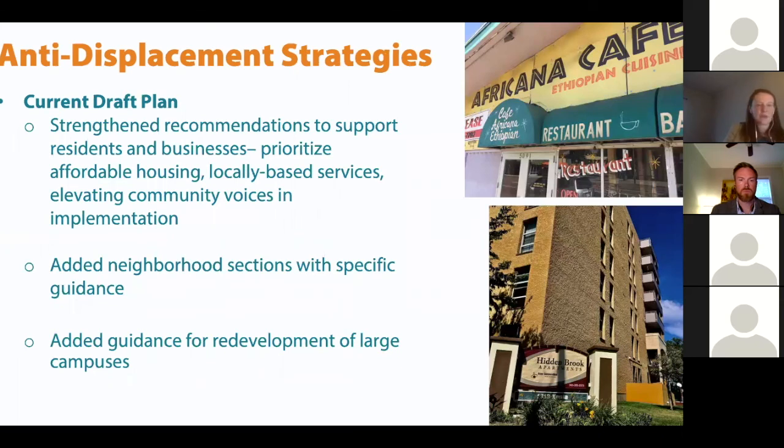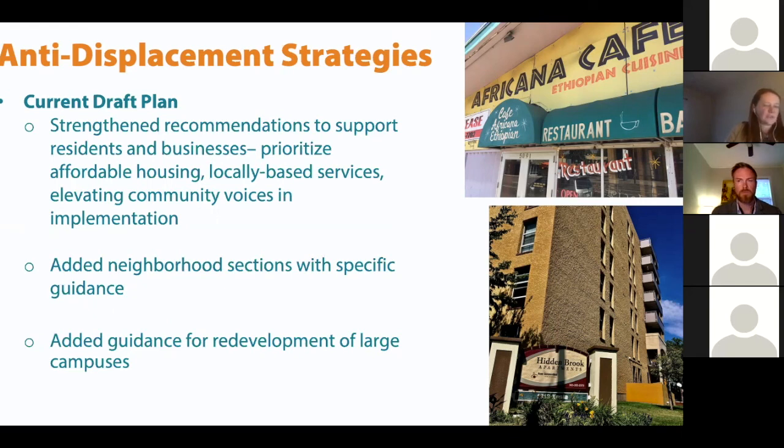So now I want to touch base on anti-displacement strategies. A core vision of the East area plan is to ensure, again, that we have this diversity of small businesses and residents that can continue and stay long-term. Today, about a third of East residents are cost burdened, which means they're paying more than they can afford for rent or their mortgage. And small businesses face continuing challenges which have only gotten more dire with COVID-19.